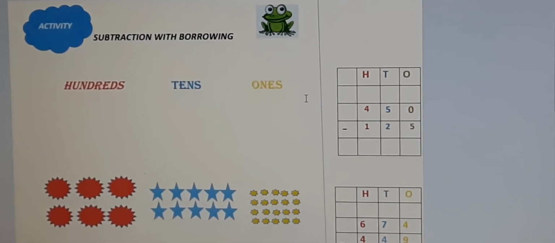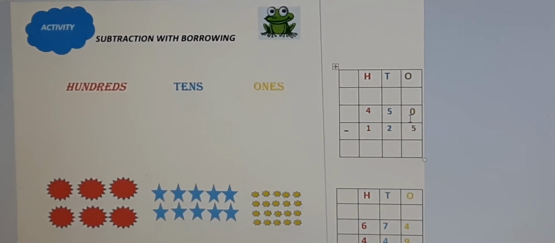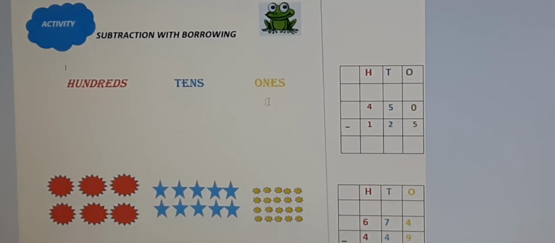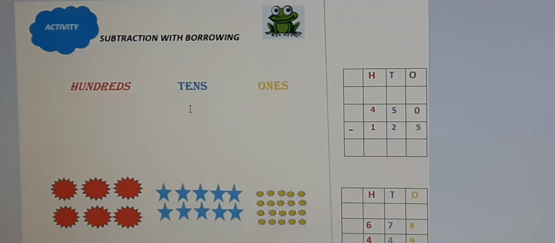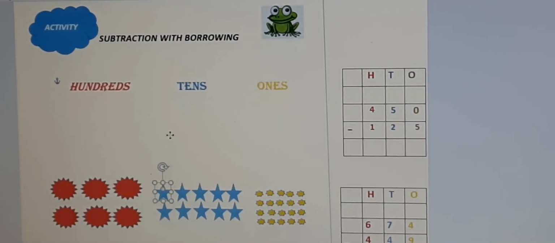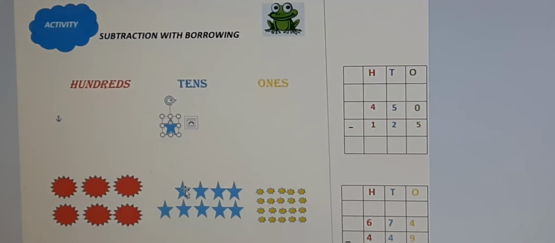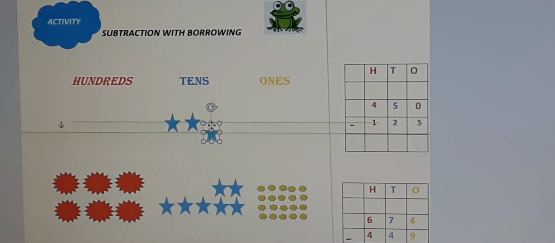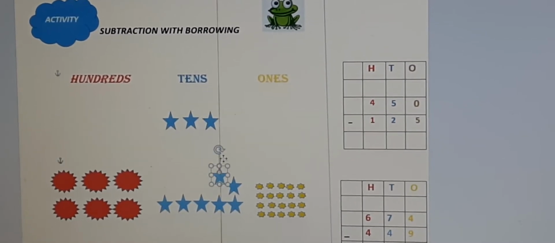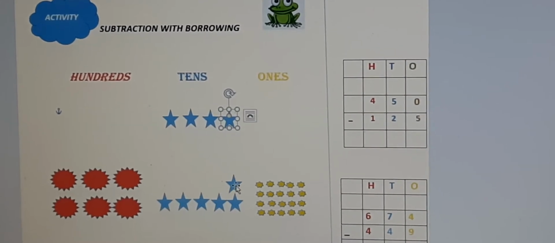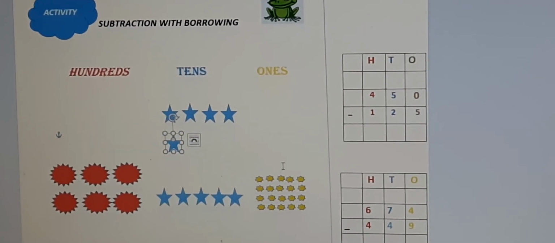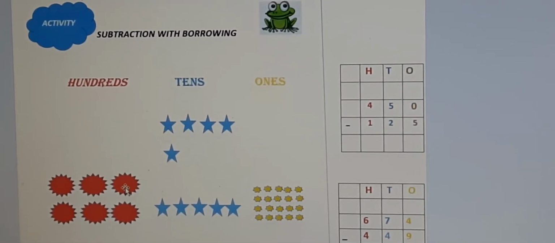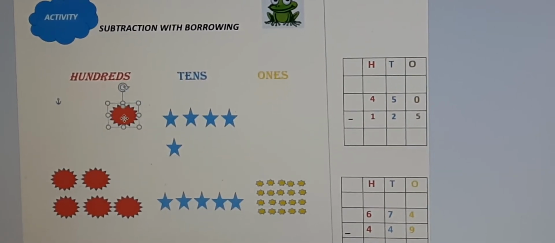the subtrahend. So what is our minuend? 450. So under ones, 0 is the minuend, which means there is nothing under the ones value. Under tens, 5 is our minuend. So what we will do? We will drag 5 tens under the tens value. 3, 4 and 5. And what is the minuend under hundreds? 4. So we will drag 400 values under hundreds.